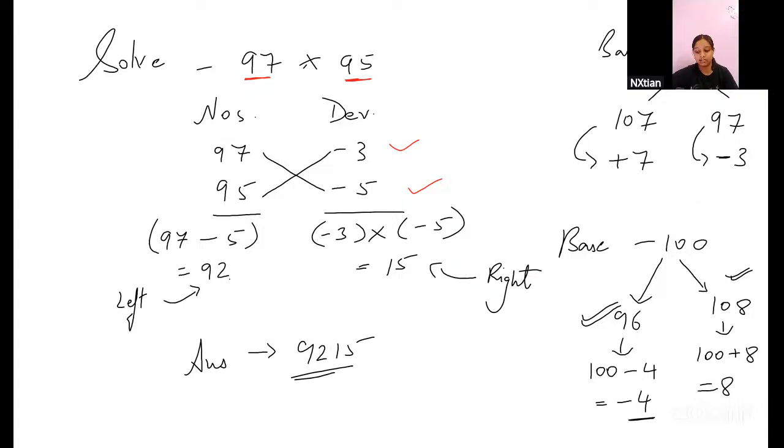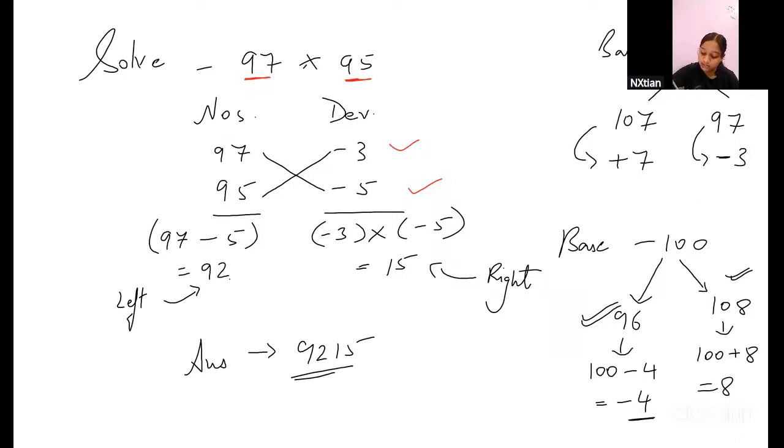Okay, minus 3. Same way, 100 minus 95 is 5. Put a minus. Okay, minus 5. Then the negative values you'll multiply. So it will become a positive 15. Okay, 5 threes are 15. Then I have the right side of my answer.